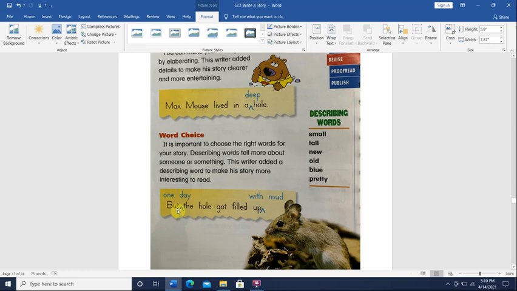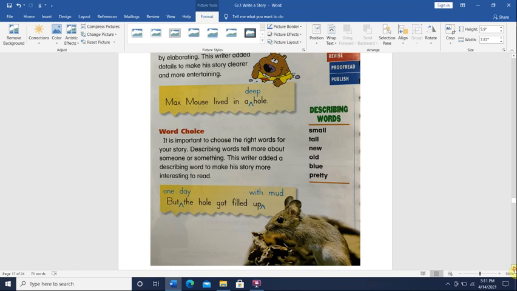Here in our second sentence, we added something else. We said, but the hole got filled up. So what happened? We added, but one day, here between the sentence, but one day the hole got filled up with mud. So that means the hole that he used to live in got filled up. Now we know what it got filled up with. We are adding more describing words to help us make the story more interesting.